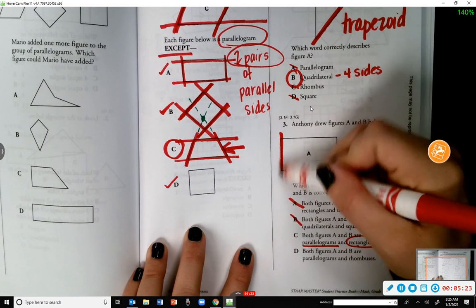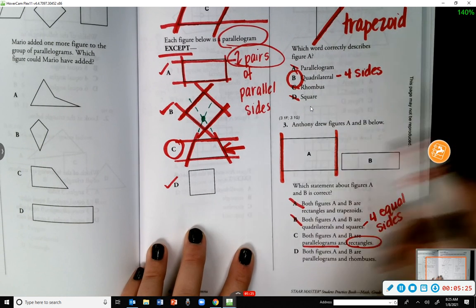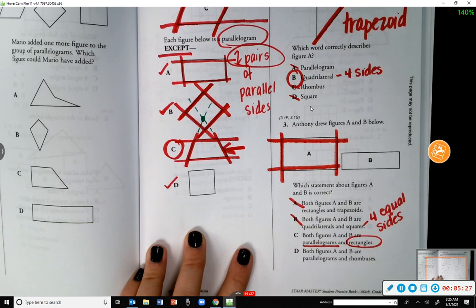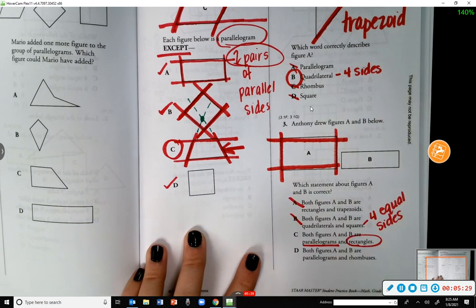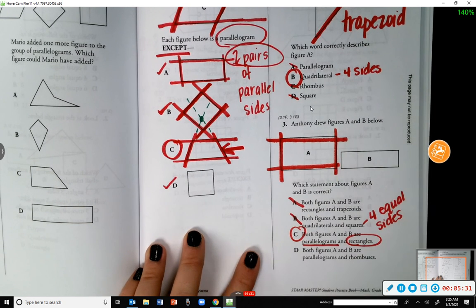So left and right are parallel. Top and bottom are parallel. So a rectangle is a parallelogram. So C is correct.